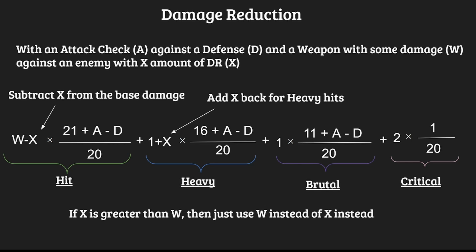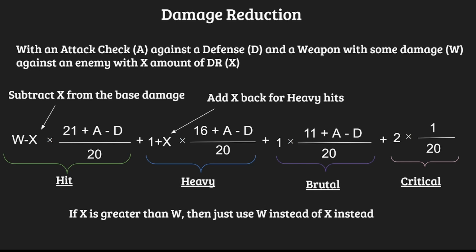Now, a neat nuance here is that if the damage reduction value is greater than the base damage of your weapon, so if X in this case is greater than W, then we can just use W, the base damage of our weapon, instead of X, the amount of damage reduction. Because if I am using a 1 base damage weapon and the damage reduction is 2, and I get a regular hit, it gets reduced down to 0. So I'm only reducing it by the amount that the weapon would be doing. And then if I get a heavy hit, I'm just adding that extra damage back, 1 damage from my weapon, added back on.